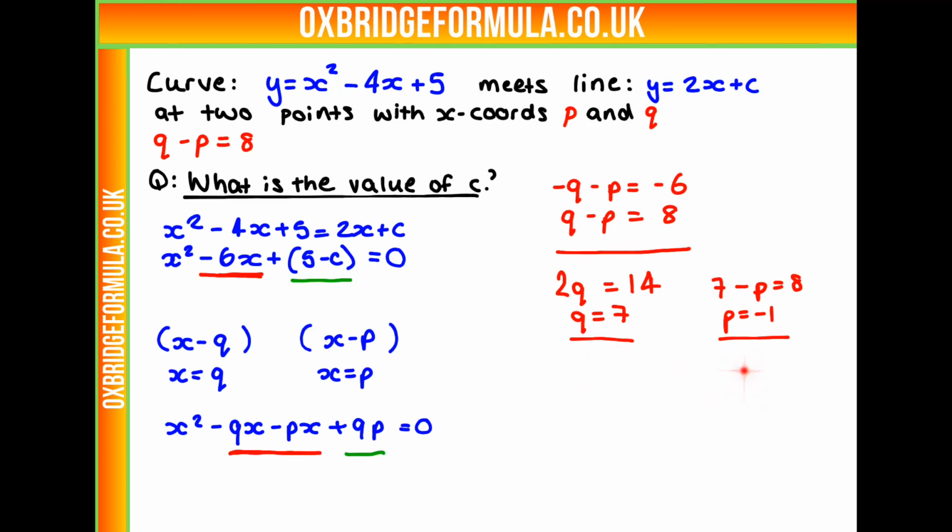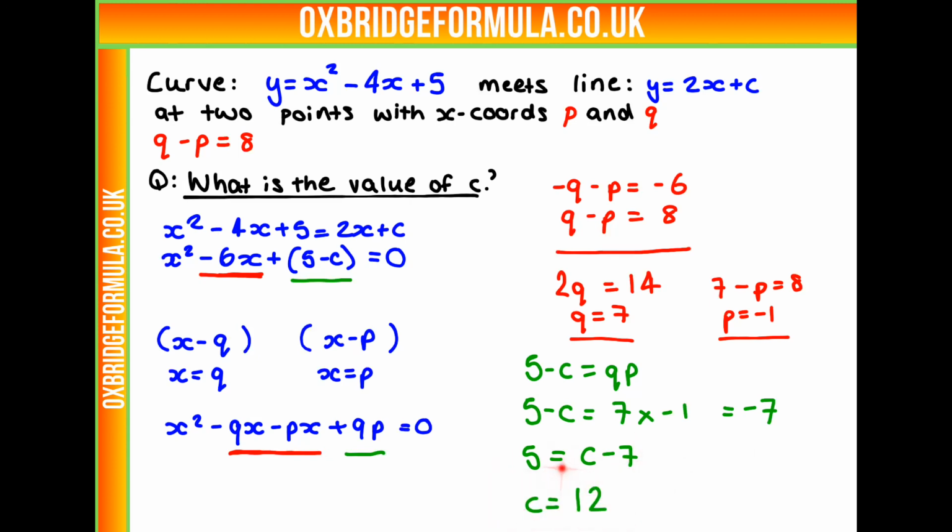So now we have q and p, we can finally work out what c is using our green highlighted terms here. So 5 minus c must be equal to q times p. We know that q times p is 7 times minus 1, or minus 7, so 5 minus c equals minus 7. And we can move our c across to that side to get 5 equals c minus 7, and then add our 7 back on. So c is 12, and our final answer is F.